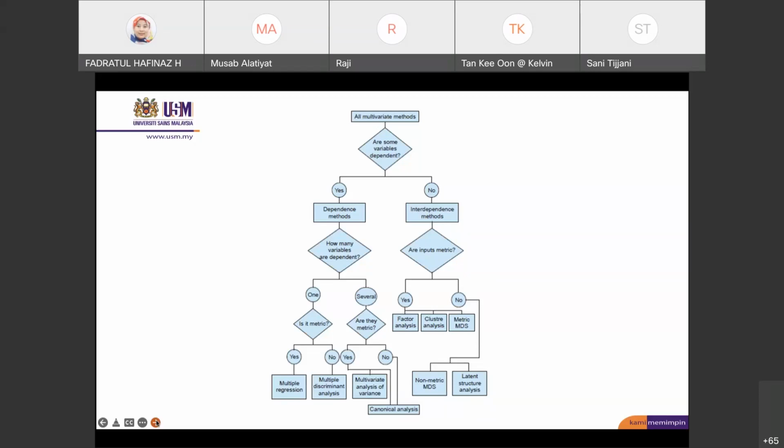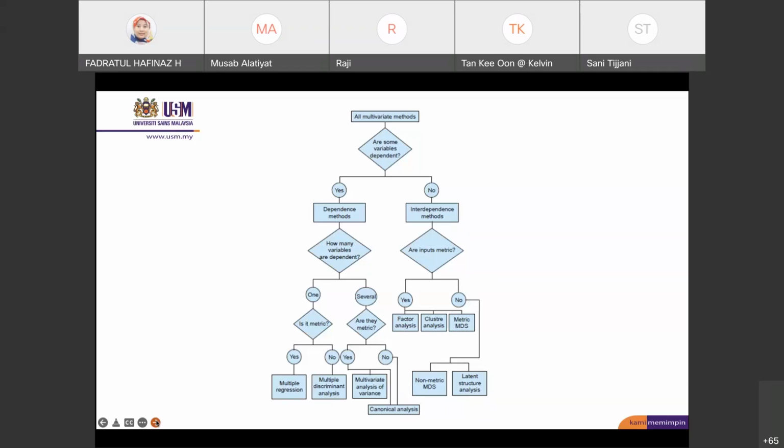Two more questions are relevant for understanding the nature of multivariate techniques. Firstly, in case some variables are dependent, the question is how many variables are dependent. The other question is whether the data are metric or non-metric. This means whether the data are quantitative, collected on an interval or ratio scale, or whether the data are qualitative, collected on a nominal or ordinal scale, right? So the technique to be used for a given situation depends upon the answers to all these questions.